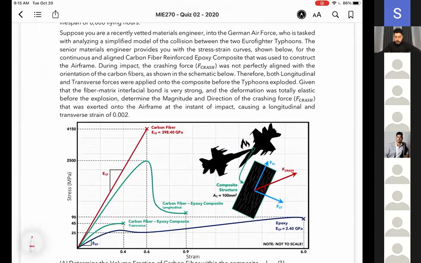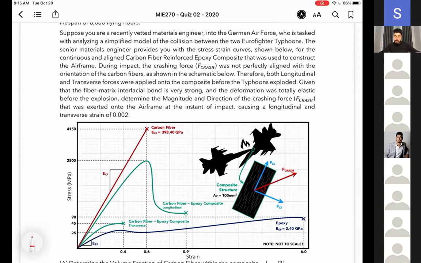The senior materials engineer provides you with the stress strain curve as shown below for the continuous and aligned carbon fiber reinforced epoxy composite that was used to construct the airframe. During impact, the crashing force, F crash, was not perfectly aligned with the orientation of the carbon fibers, as shown in the schematic down below. Therefore, both longitudinal and transverse forces were applied onto the composite before the Typhoons exploded. Given that the fiber matrix interfacial bonding is very strong and the deformation was totally elastic before the explosion, determine the magnitude and direction of the crashing force, F crash, that was exerted onto the airframe at the instant of impact, causing a longitudinal and transverse strain of 0.002.